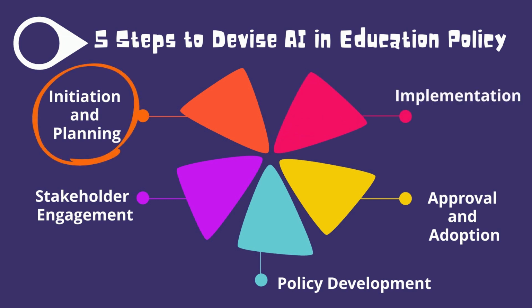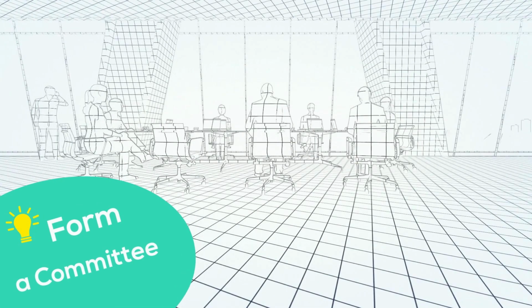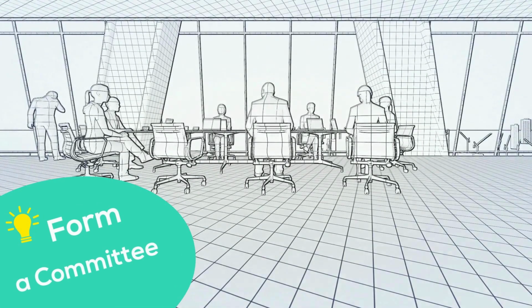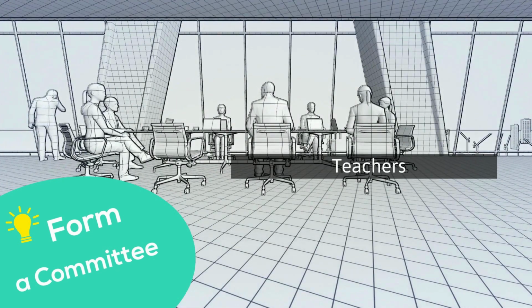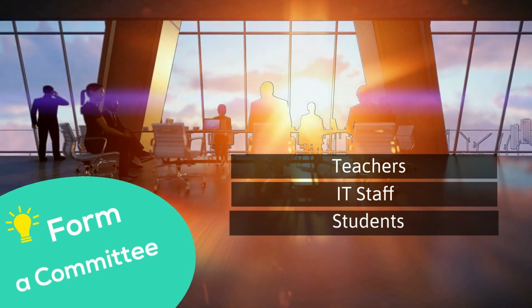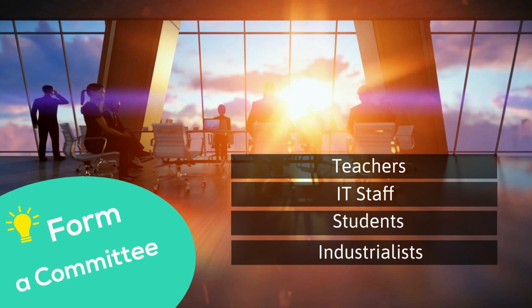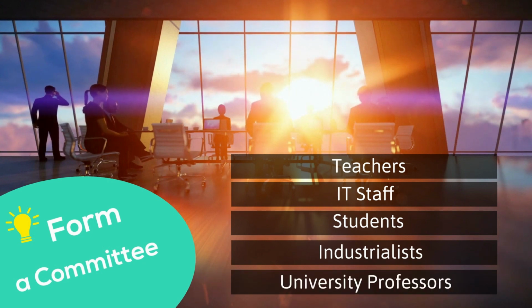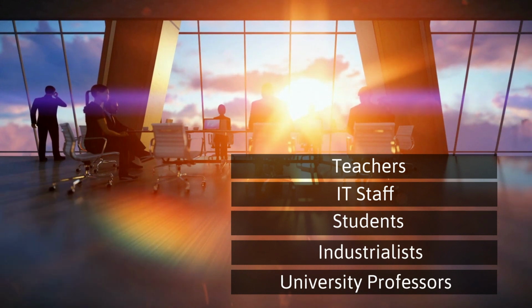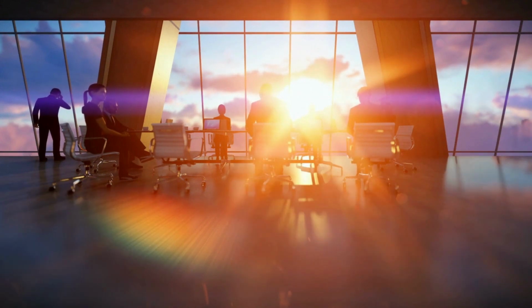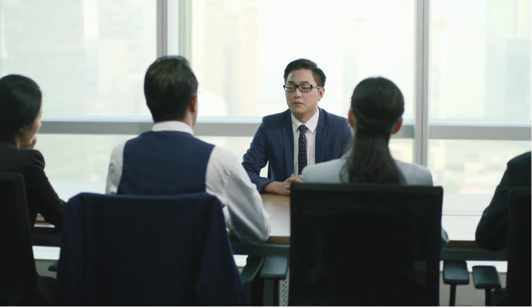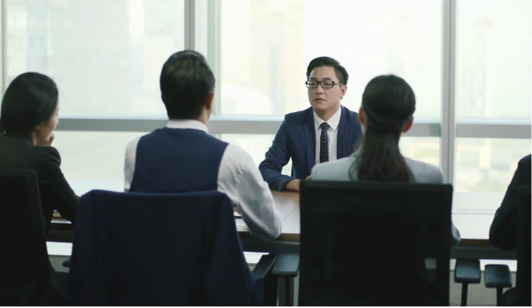1. Initiation and planning. To develop an AI policy, form a committee with various representative stakeholders: teachers, IT staff, students, industrialists, and university professors, in balanced numbers to ensure different perspectives and expertise are considered. The committee drives the policy development process and acts as a bridge between stakeholders and the policy development process.